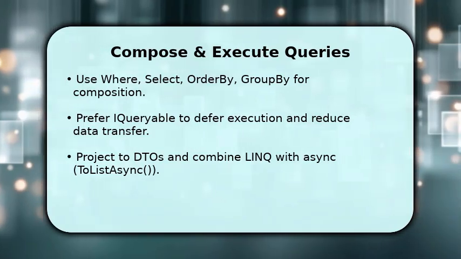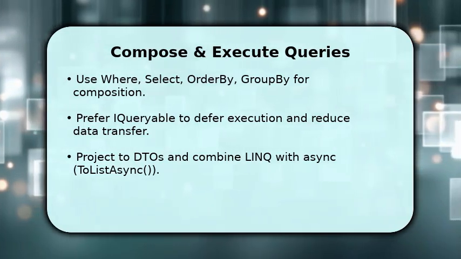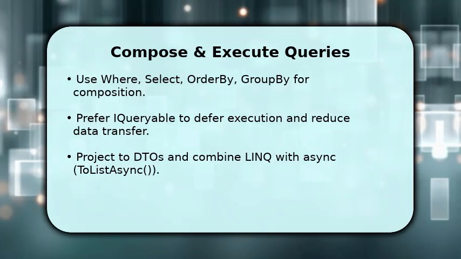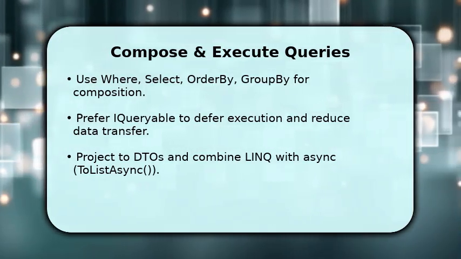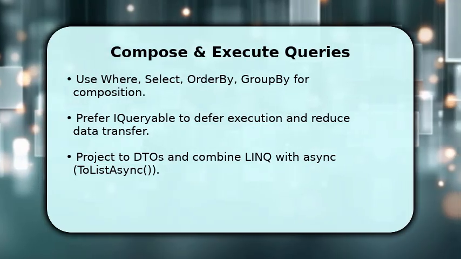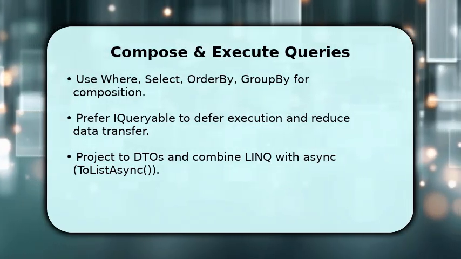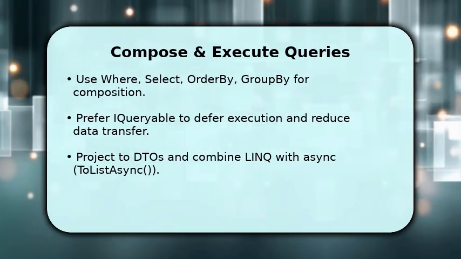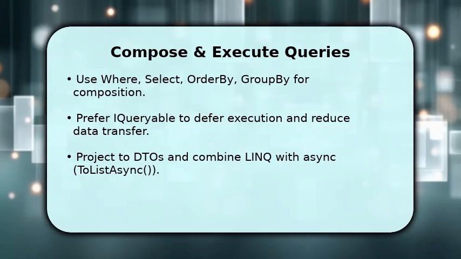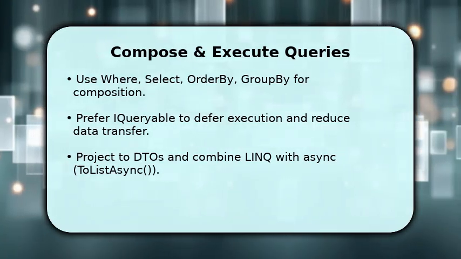Once composed, keep the expression as IQueryable to let EF Core translate it into SQL. This avoids fetching whole tables. When you need specific fields, project to DTOs to minimize payload and prevent lazy loading surprises. For production, call ToListAsync or FirstOrDefaultAsync to execute. Make sure to await and catch exceptions from the database layer.